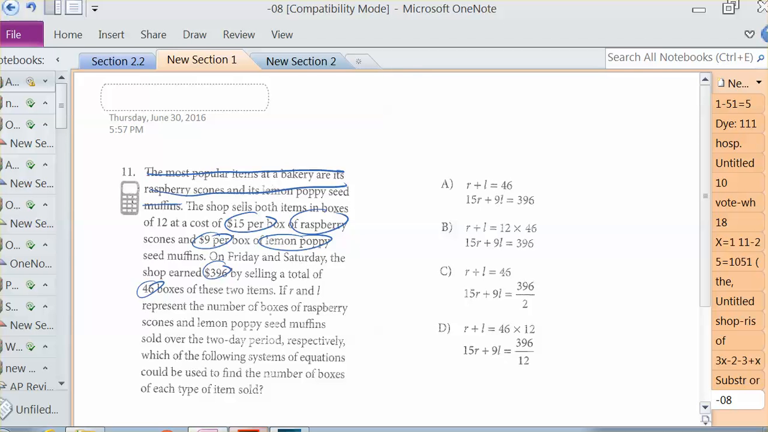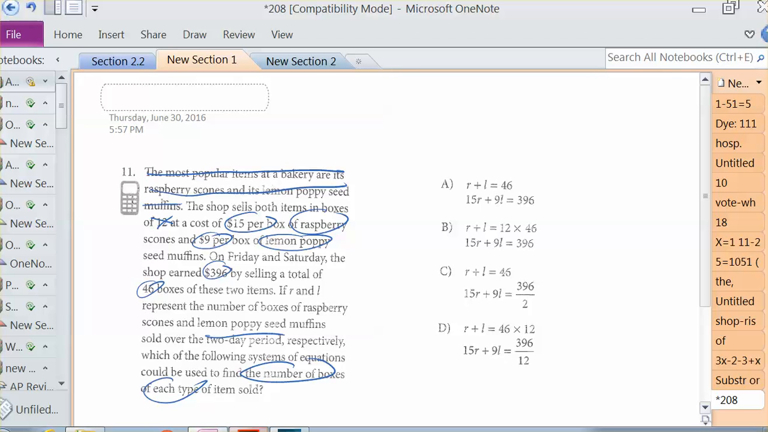If R and L represent the number of boxes of raspberry and lemon poppy seeds, okay, sold over the 2-day period, big deal, I don't care if it's over 2 days. Which of the following equations could be used to find the number of boxes? So they want to find the number of boxes of each type, right? And it looks like they're using R and L for raspberry and lemon, respectively. So we want to solve for R and L. And also the fact that there's 12 in a box, who cares either? That doesn't matter. So we want to filter out information that's useless.